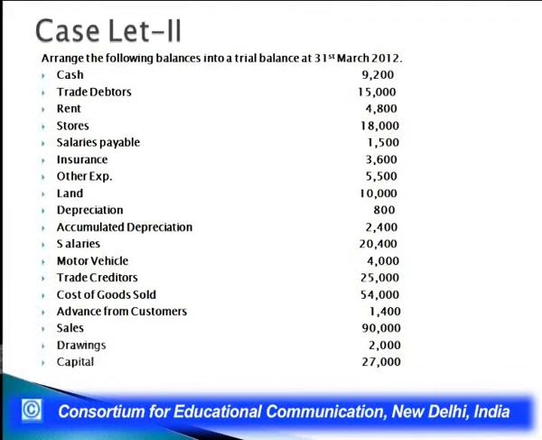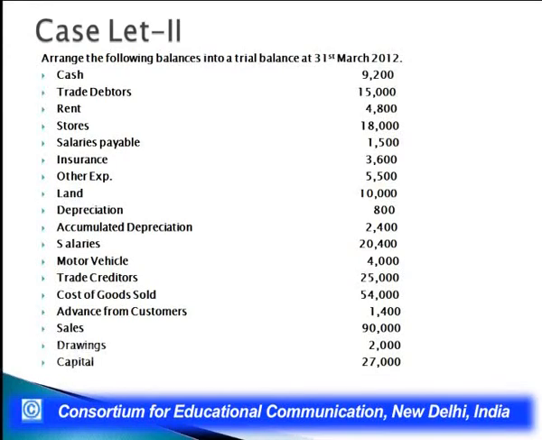The next thing is insurance. Insurance is generally an expense. Nothing is given, debit or credit. Of course, it is an expense. So expenses should have a normal balance as debit balance. So 3600 would go to the debit balance column, that is the fourth column of the trial balance. After insurance, we have other expenses of 5500. Other expenses means certainly it's an expense, irrespective of whether it is a rent expense or salary expense or wage expense. They all should have a normal balance as debit balance.